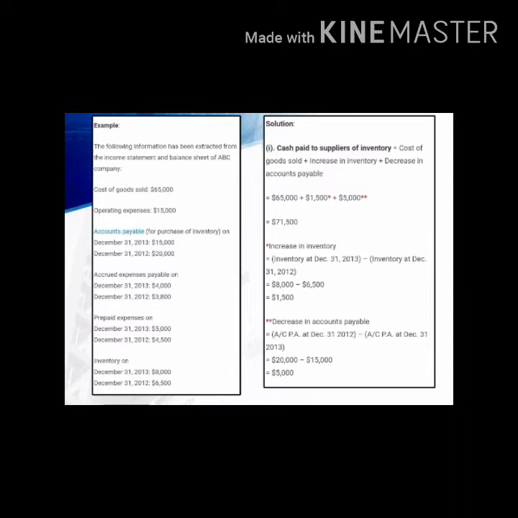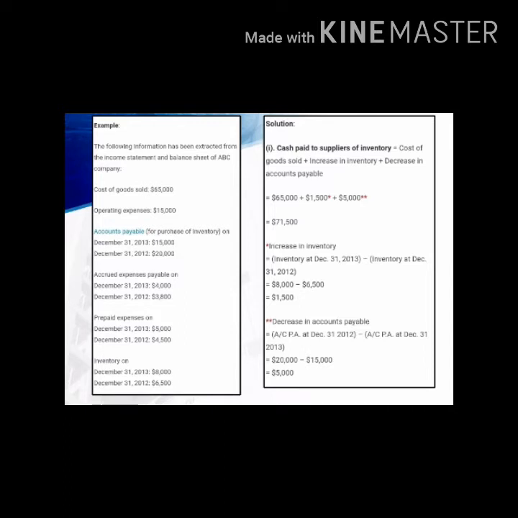And lastly, from the inventory, the ending period has $8,000, and the beginning period has $6,500. So here's some solutions. First, we should calculate the cash paid to suppliers of inventory. So the cost of goods sold plus increase in inventory plus decrease in accounts payable.